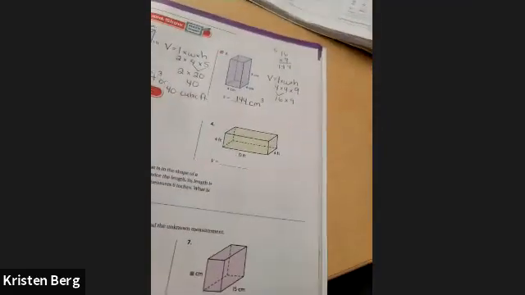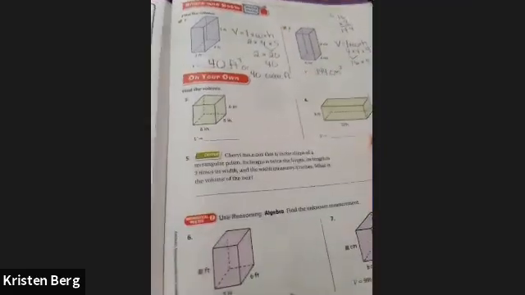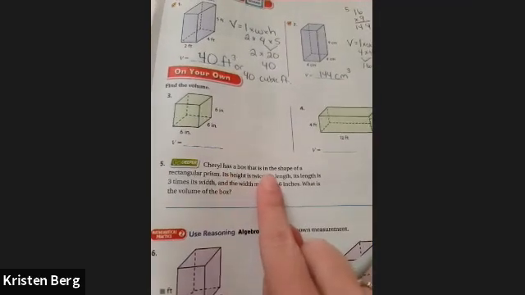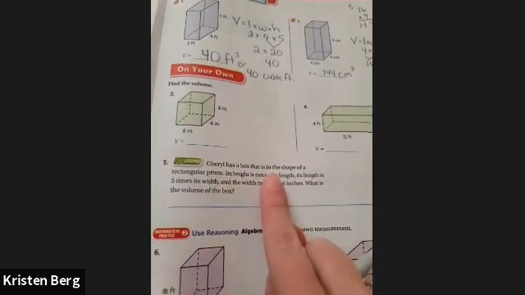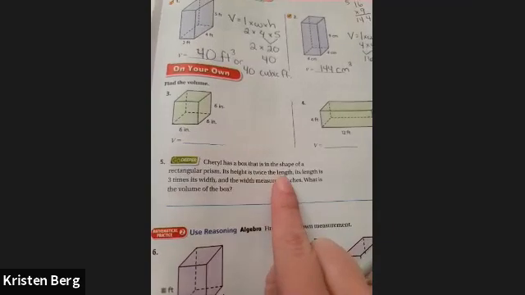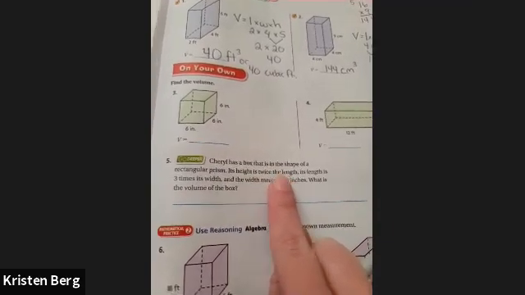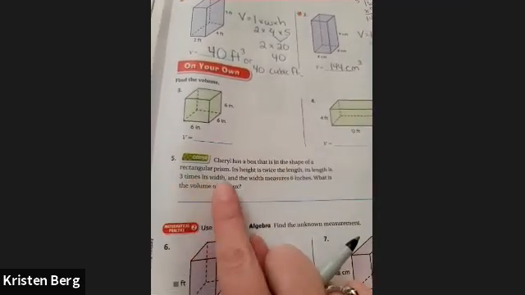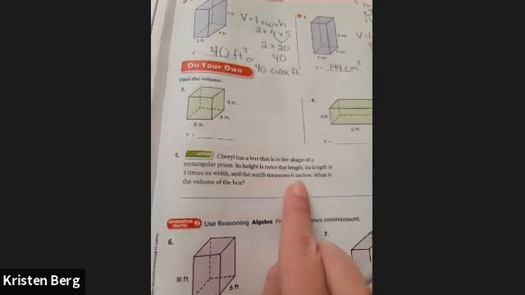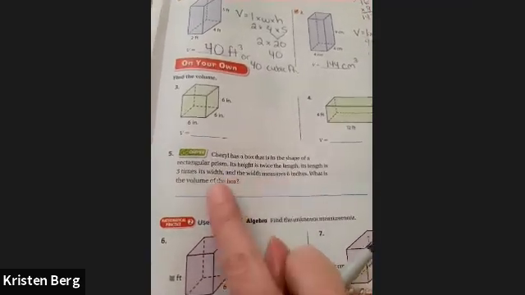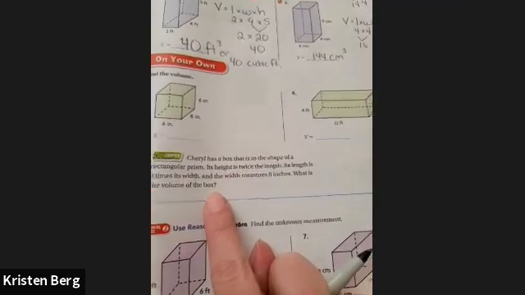All right, so next we're going to go into the next part. It says Cheryl has a box that is the shape of a rectangular prism. Its height is twice the length. Its length is 3 times the width. The width is 6 inches. What is the volume of this box?